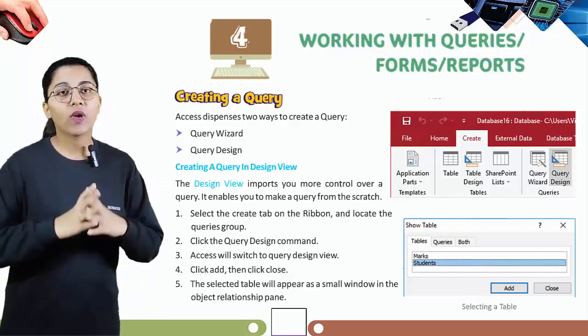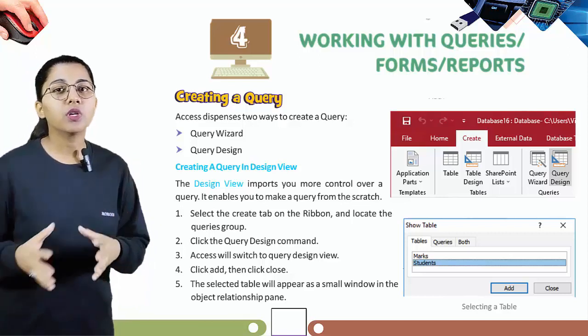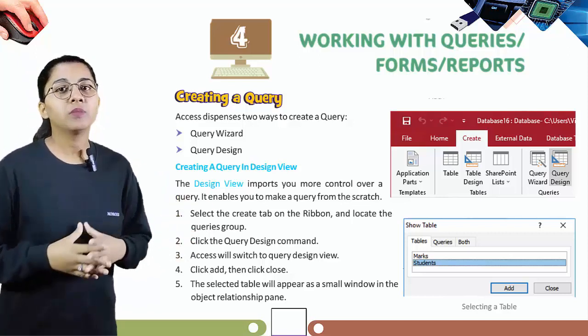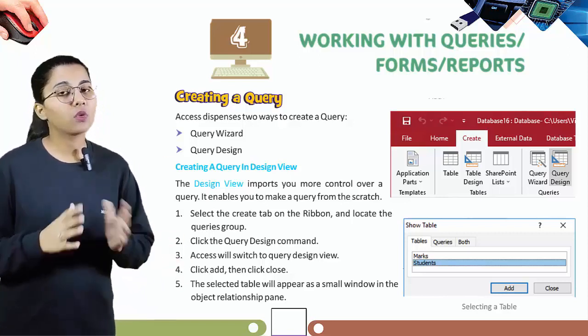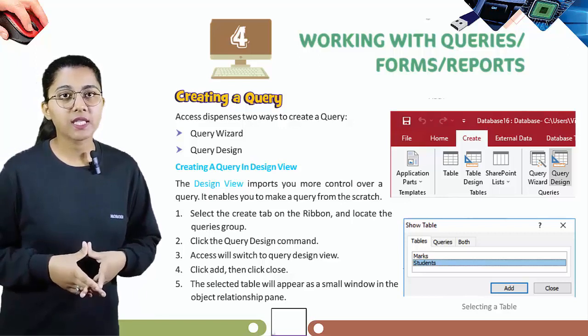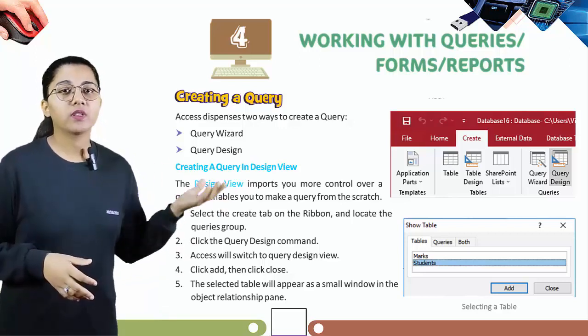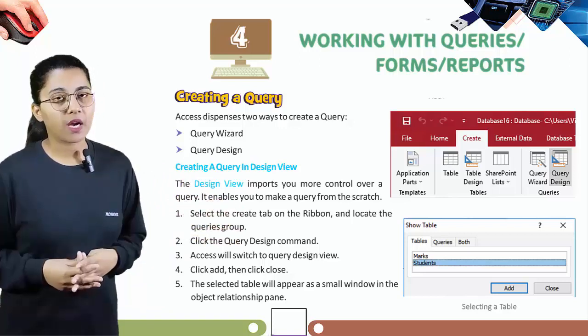How will we create a query in design view? The design view gives you more control over a query. It enables you to make a query from scratch. So if you want to make a query in design view, you have to follow some steps. First, select the create tab on the ribbon and locate the queries group. Second, click on the query design command.